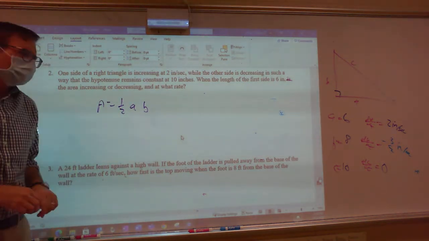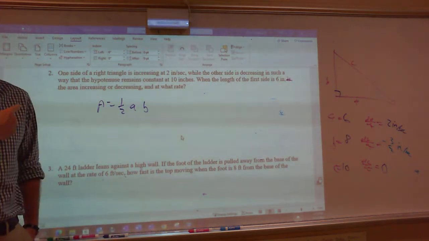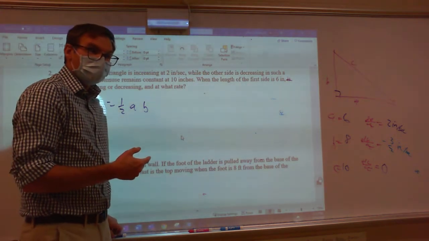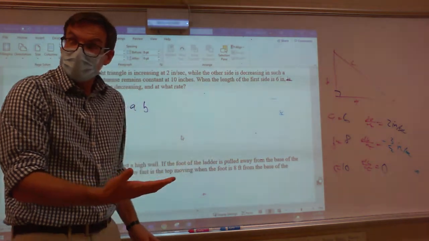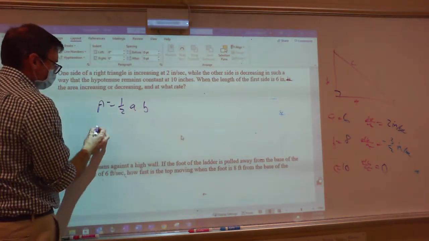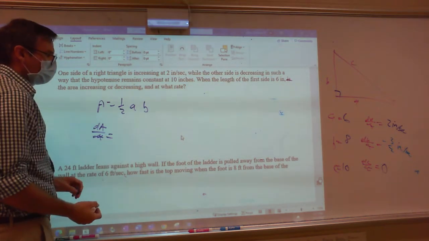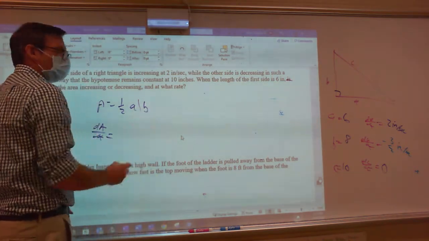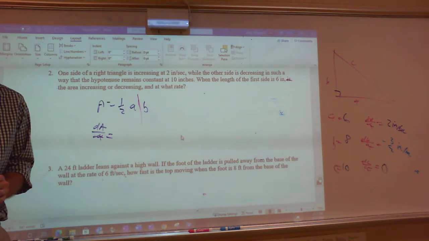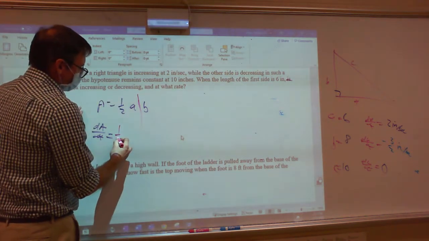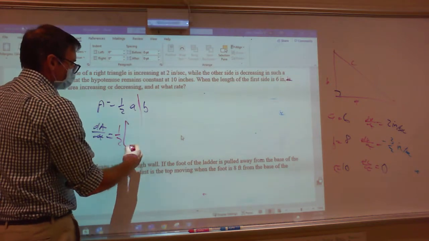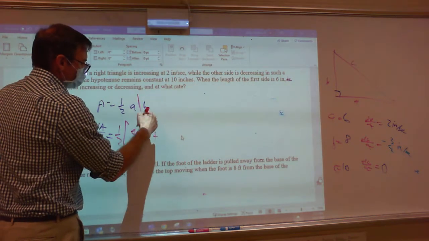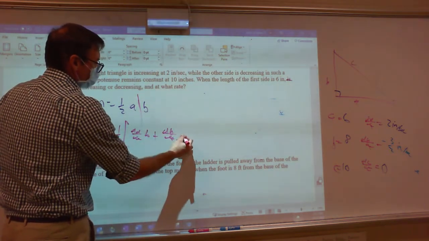Now, wait, they don't want to know the area. What do they want? The rate. So that means I need to take the derivative of both sides. Right? Because anytime you want a rate, that means you're taking a derivative. So the derivative of A is going to be dA/dt, right? And to take the derivative of this, what do I need to do? Product rule. Yay, right? I'm going to keep the 1/2 on this, just keep it as decoration over here. So the derivative of A is dA/dt, copy B, plus derivative of that is dB/dt, copy A.